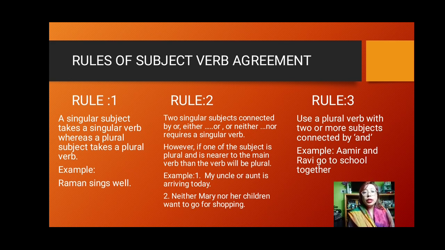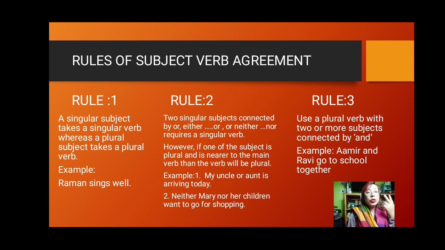All right, students. So see the example. Number one, Raman sings well. Raman is a singular subject and we have given a singular verb, because the verb is all in the plural form. So in order to make it singular, what did we do? We add S to the verb, that is sings, right? Raman sings well. Now rule number two. Two singular subjects. If in a sentence there are two singular subjects connected by or, either-or, or neither-nor, it requires a singular verb.